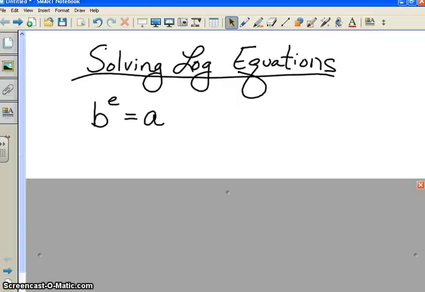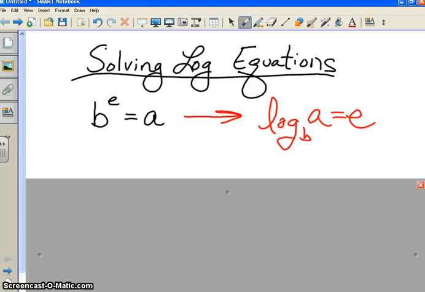Much of our work so far in terms of exponential functions has been changing an exponential equation, base to the exponent equals answer, into its log form, log base answer equals exponent. But if we have an equation that already has a log in it, we've got to get rid of the log by doing its opposite operation, which is exponentiation. So we're going to change from log form back into exponential form.